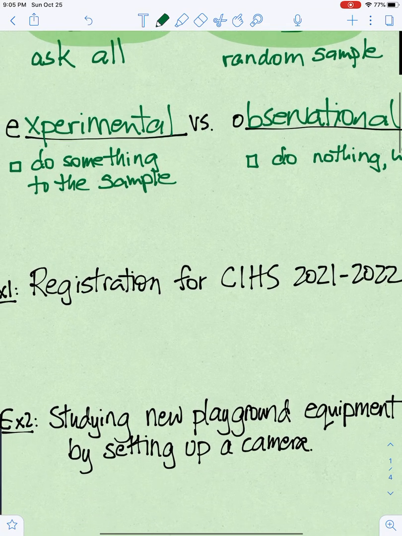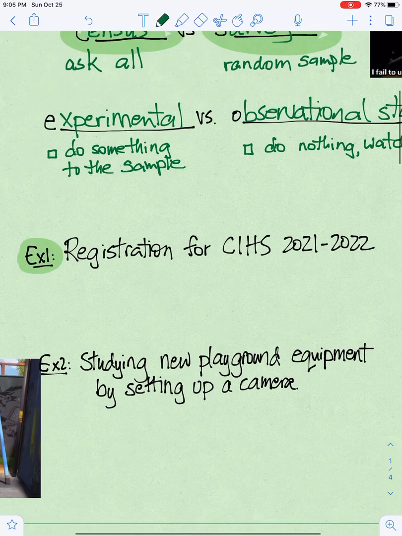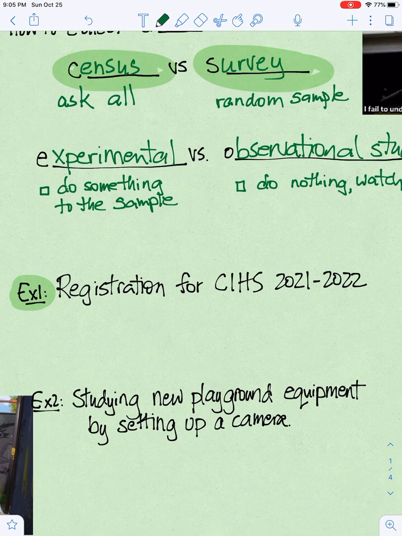So let's look at a couple of examples. Let's say you are registering for the CIHS 2021 school year. What type of data collection is this? Number one, do we gather everybody or just some people? And we would have to say that with confidence, this is a census. We want everybody to register who is coming to the high school. So this is a census.